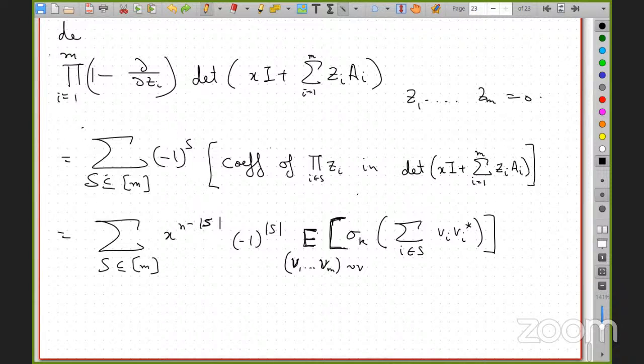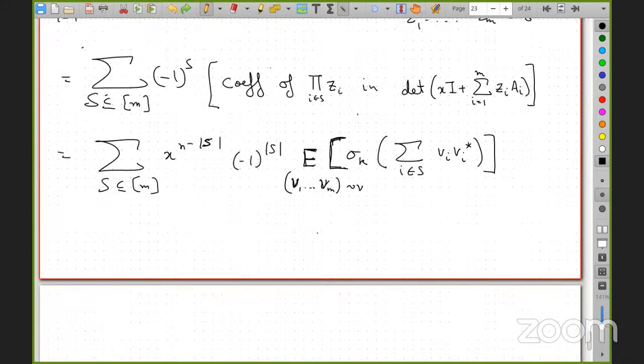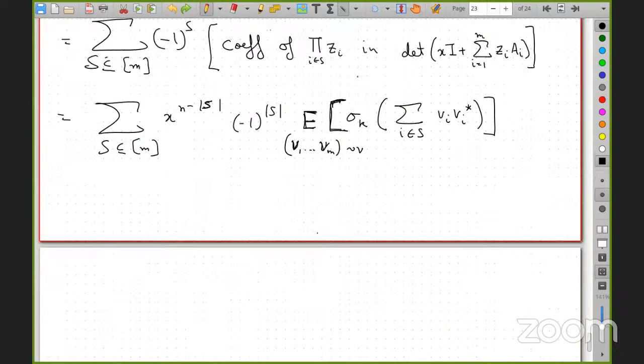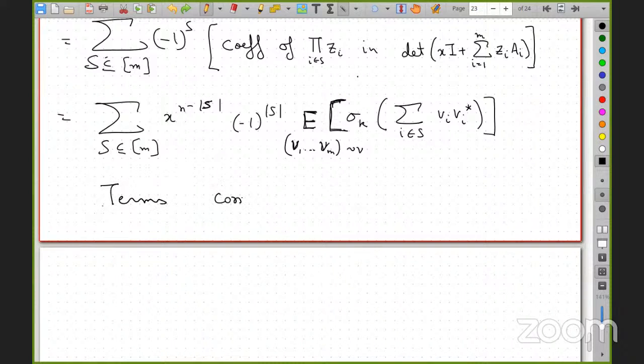Of course these terms will vanish if k is bigger than m. So what is this k? K is the size of S. The term is zero if the size of S is bigger than n, because there's no determinant there.